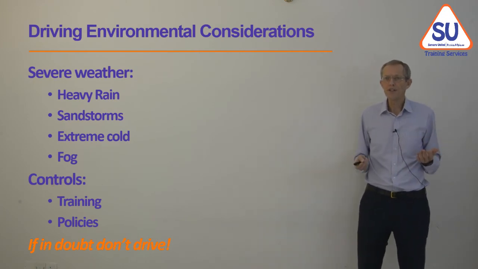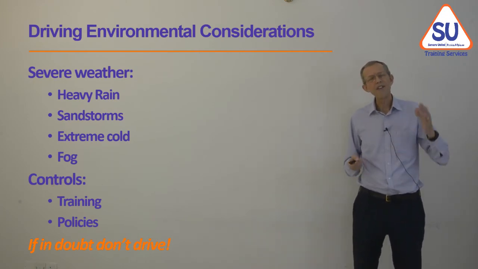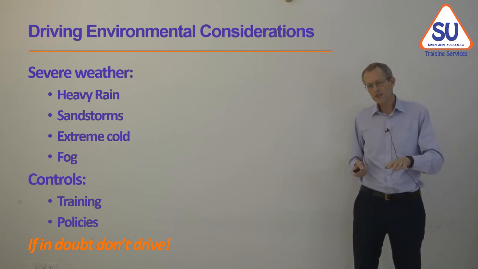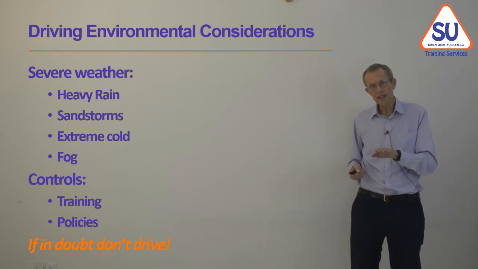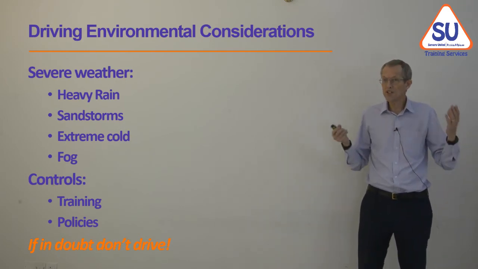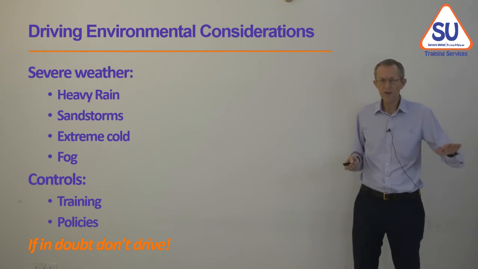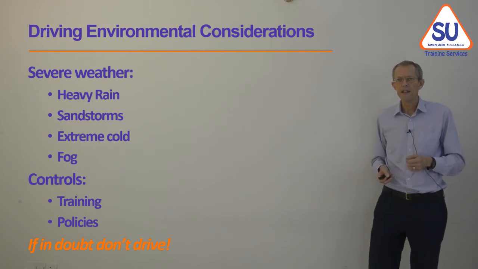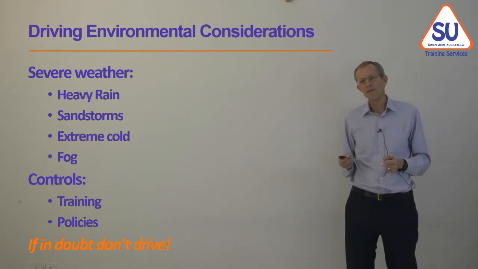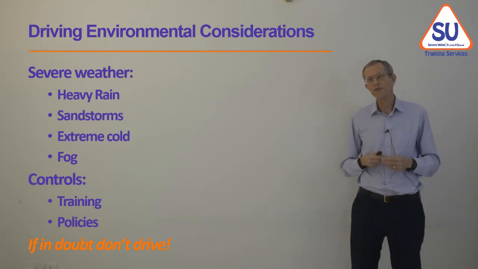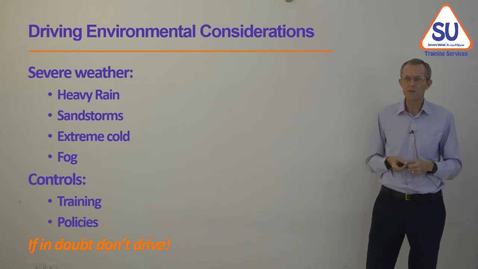Right, environmental considerations, severe weather. If it is raining heavily, you have the danger of slipping, you have the danger of water on the road for aquaplaning, so the tyres sort of come up onto the water and don't grip the road. If there's a sandstorm, you can't see where you're going, and the sand will make the road slippery, and you may even lose where the road is because it's covered in sand. If it's extremely cold, again, that can affect the braking system, it can affect the oil, it can affect your visibility. And fog especially will affect visibility.